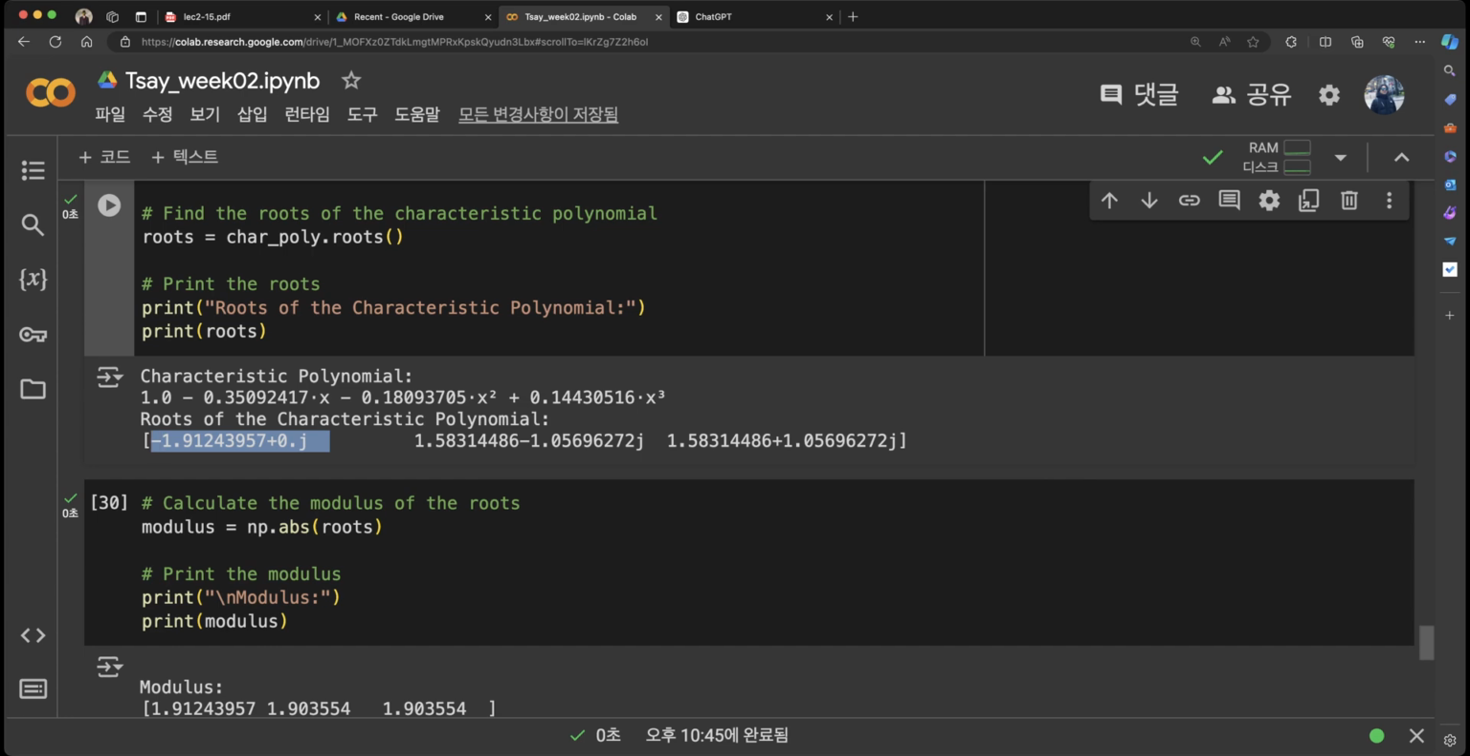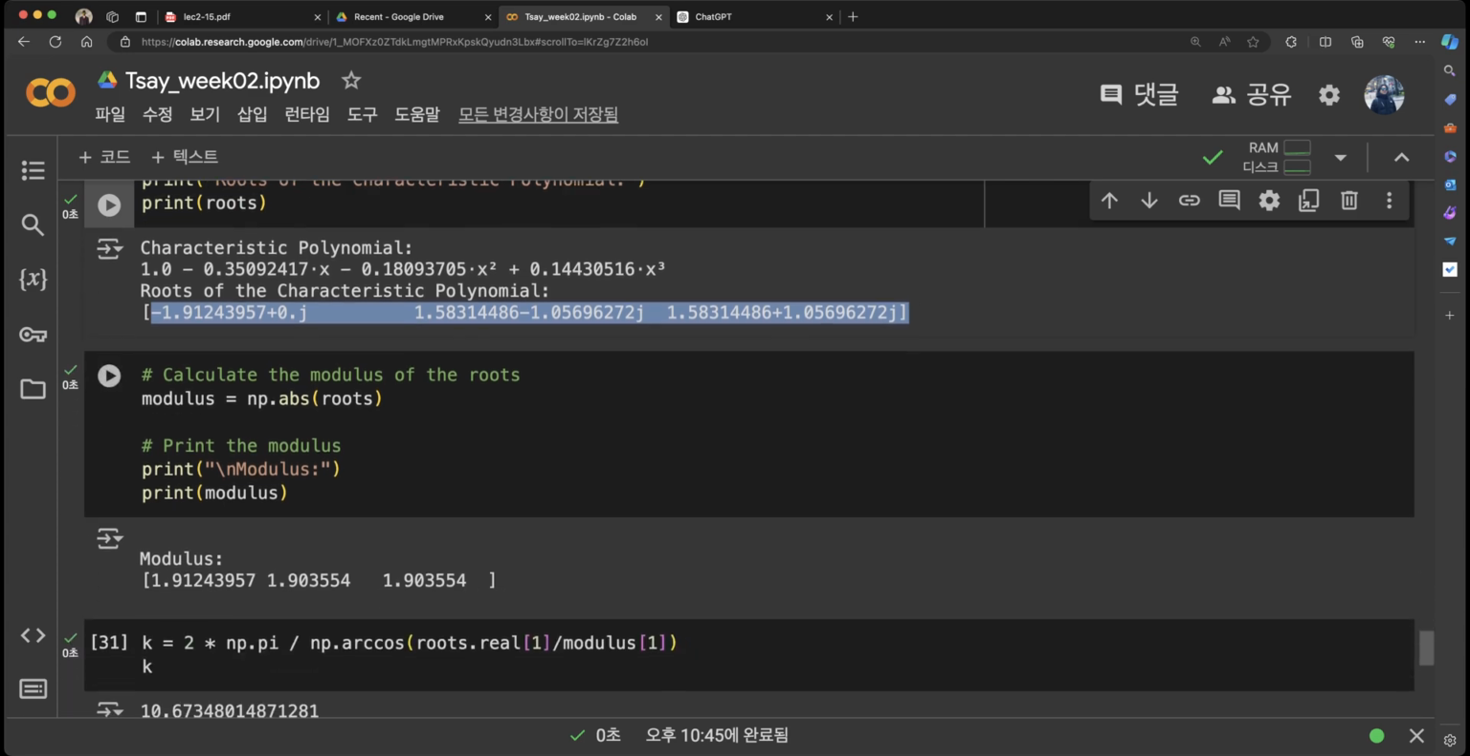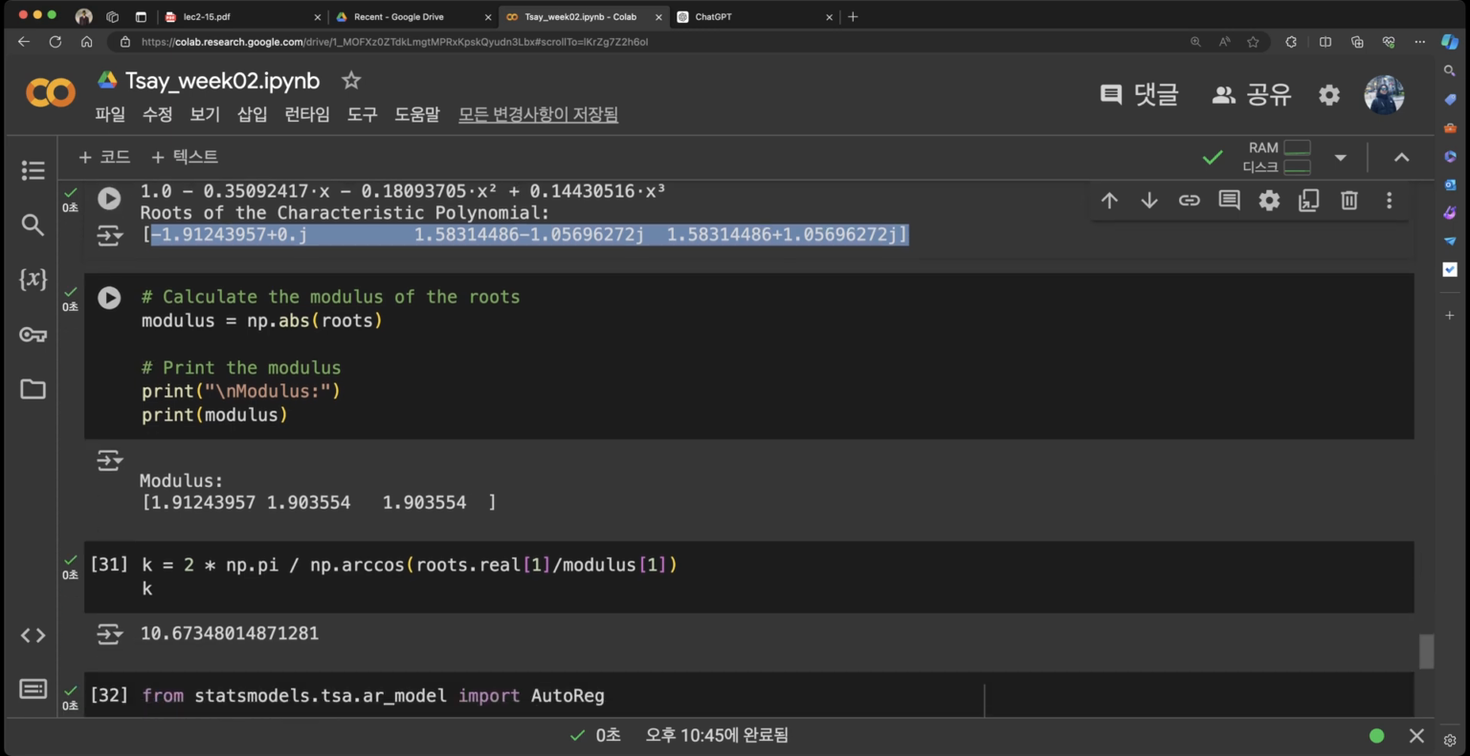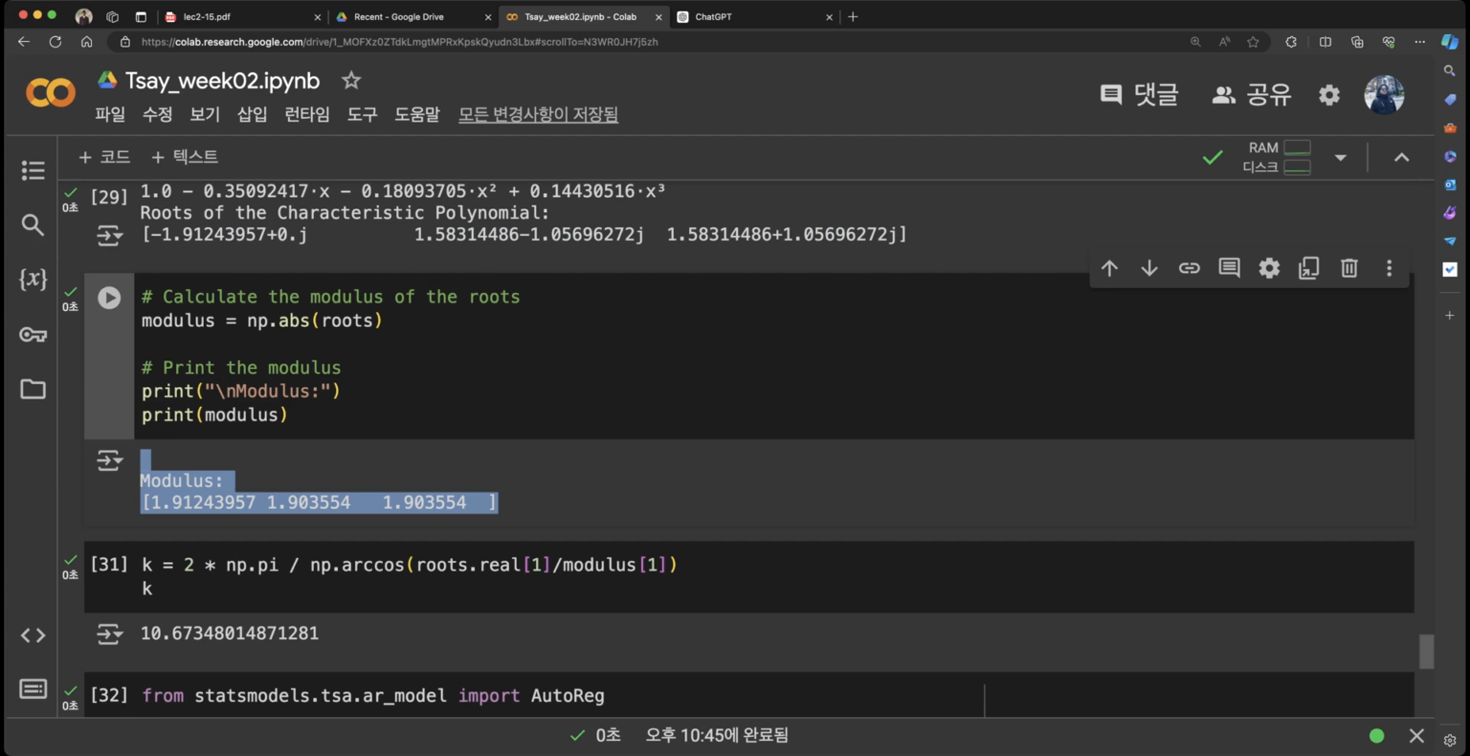Because we know it is a real number. These others are likely outside the unit circle because this is the x-axis and this is the y-axis, so basically both of them are greater than 1. Intuitively, it is certain that all three solutions are outside the unit circle. But anyway, let's calculate the modulus, or absolute value, of the roots. The modulus is 1.9, 1.9, 1.9. So they are all outside of the unit circle, which means they are all greater than 1.